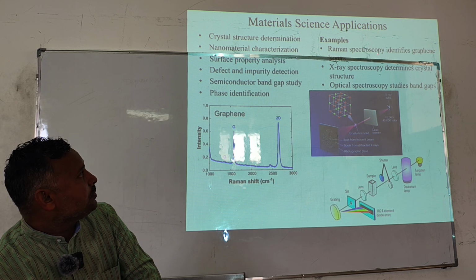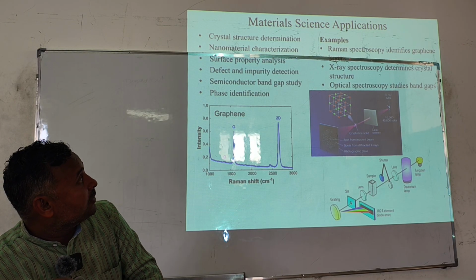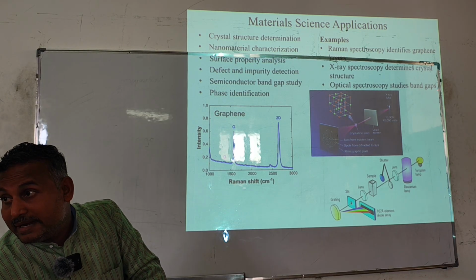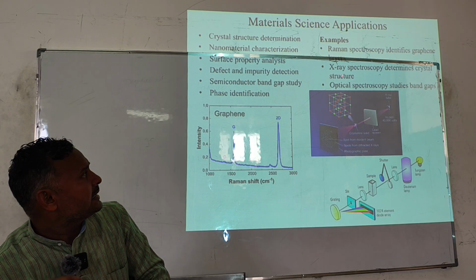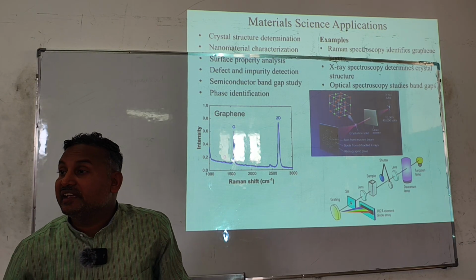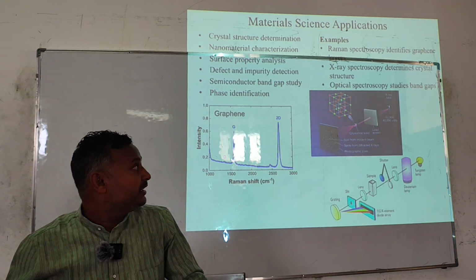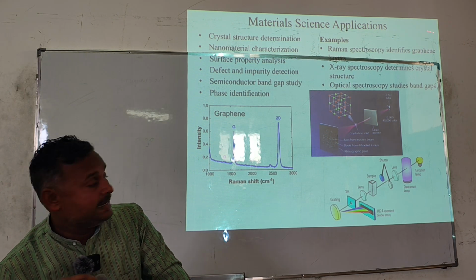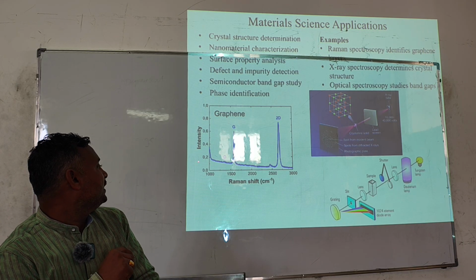See, for example, Raman spectroscopy identifies graphene. Graphene can be studied by using Raman spectroscopy. X-ray spectroscopy determines crystal structure. Optical spectroscopy studies band gaps. Optical spectroscopy means it is UV visible. X-ray crystal structure, for example, X-ray diffractometry. I already told you, crystallographic study. Raman spectroscopy identifies graphene, as an example. So like this, you can see these are the graphene peaks. Raman shift, intensity.